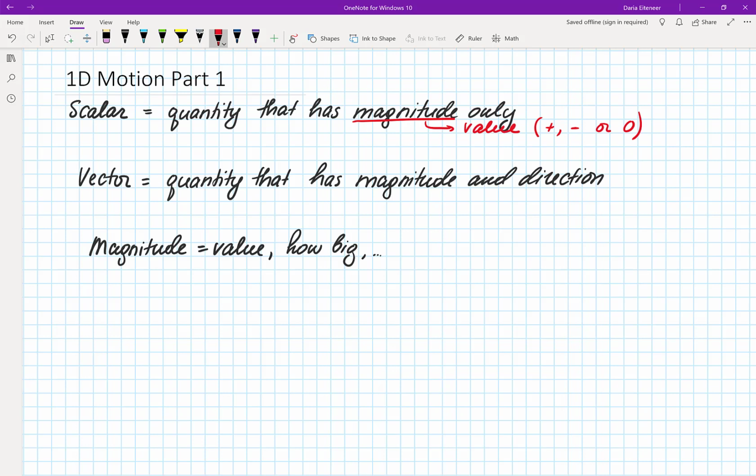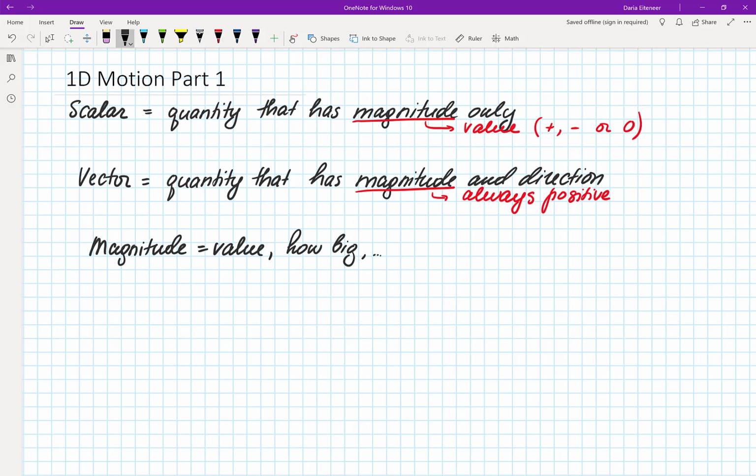When we're talking about vectors, the word magnitude also tells us how big something is, but in this case, it's always positive. This does not mean that vectors cannot be negative. It just means that magnitude is always positive, and if something negative comes up, it's going to be addressed by means of direction. We'll get back to that in just a second.